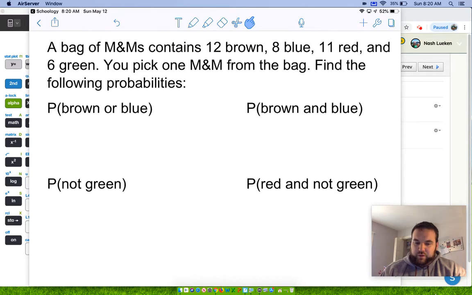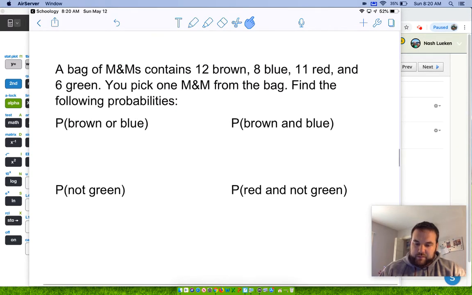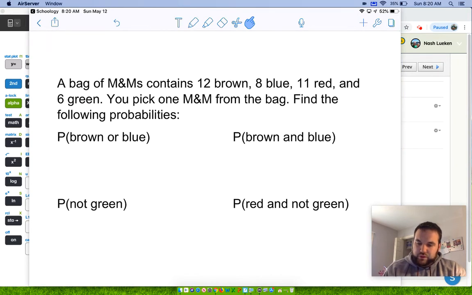Then we move into some probability stuff. A bag of M&Ms contains 12 brown, 8 blue, 11 red, and 6 green. So that's a total of what? 20, 31, 37.